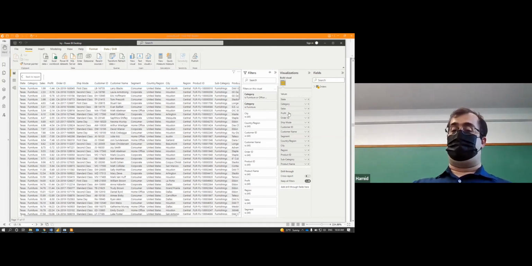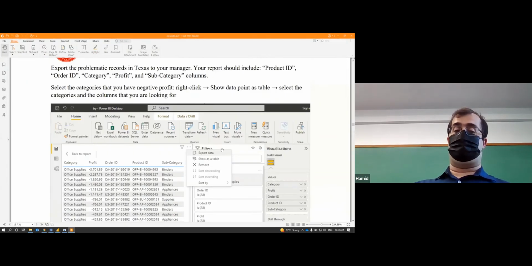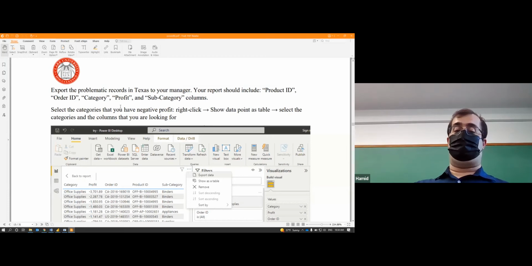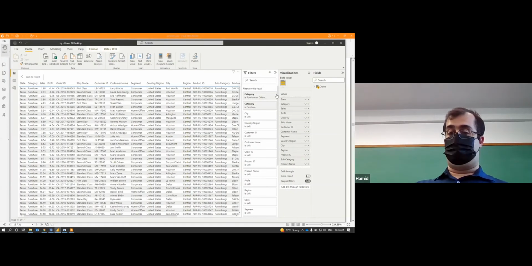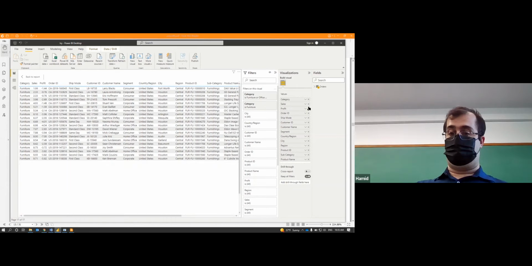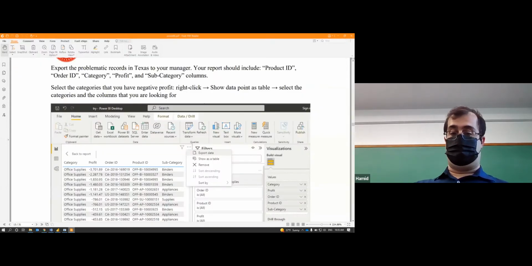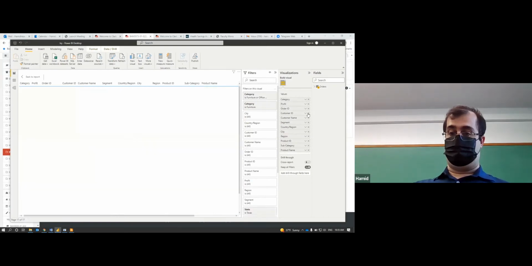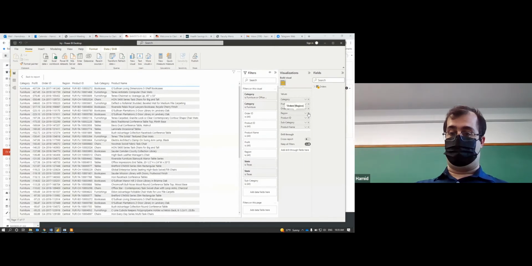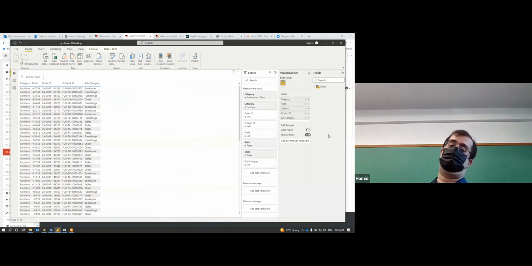here I have more options in terms of selecting my columns. And from the challenge here, you see that I want product ID, order ID, category, profit, and subcategory. So here, category, I think the other one was subcategory. So for my own report, I just did these five columns.